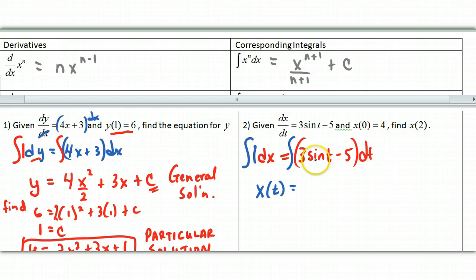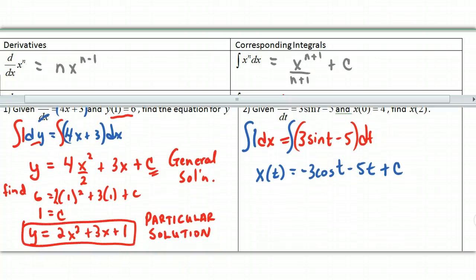The antiderivative of sine: remember, the derivative of cosine is negative sine, so the antiderivative would be negative. Negative 3 cosine t minus 5t. There's your antiderivative. And then, oh, what did we forget? Don't forget plus c. That is a huge, huge mistake. On the AP exam, you lock yourself out of many points if you do that.